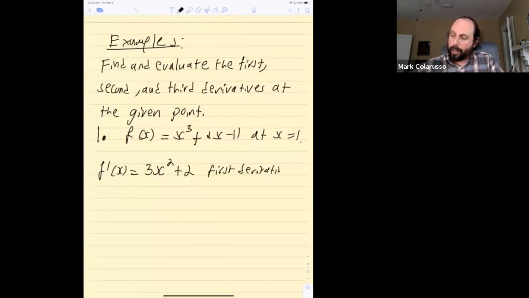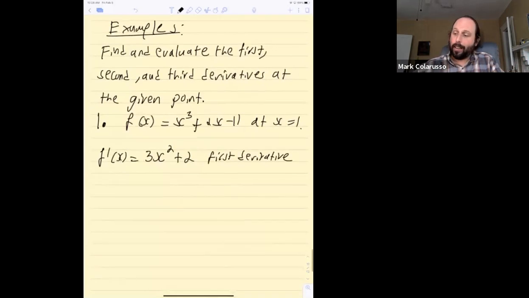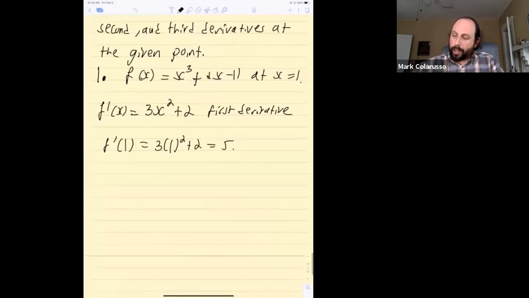Now we evaluate it at 1, thankfully, not 11. So f prime at 1 equals 3 times 1 squared plus 2, which is 5. The second derivative, we differentiate now this guy. We get 6x, right, from the constant multiple and power rule, and the derivative of 2 is 0. So the evaluation at 1 is nice, it's just 6.